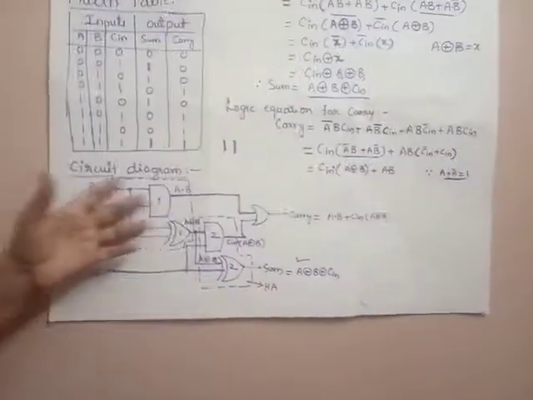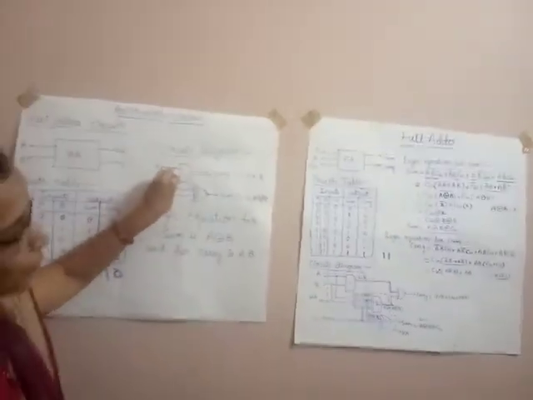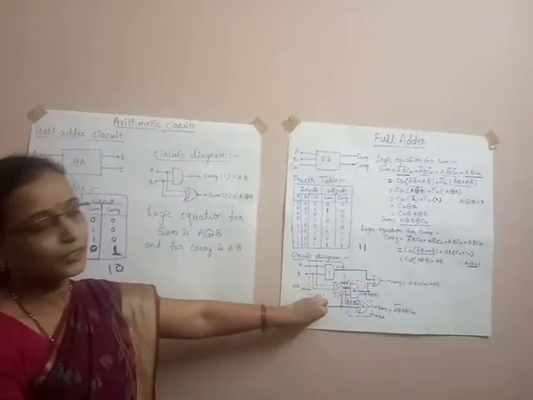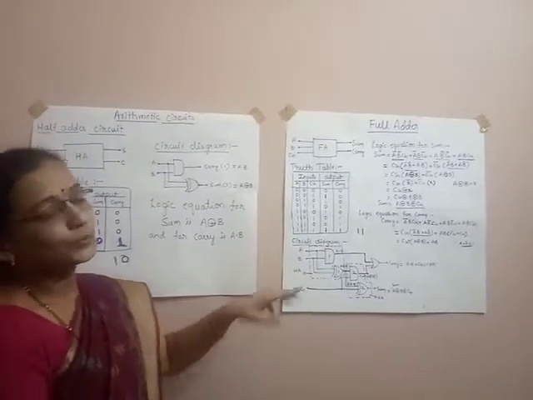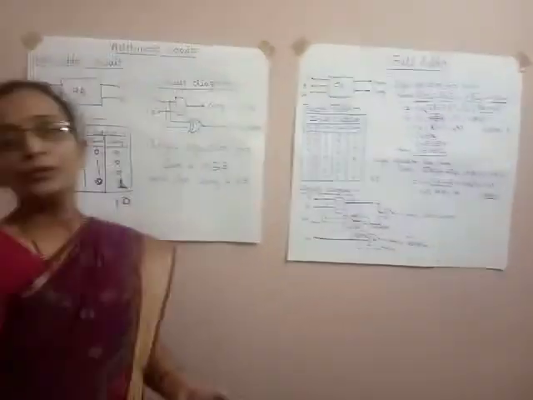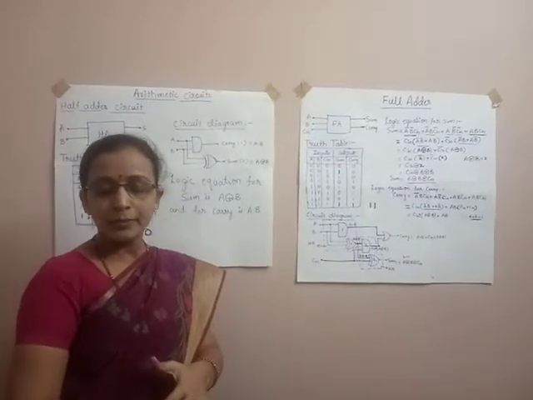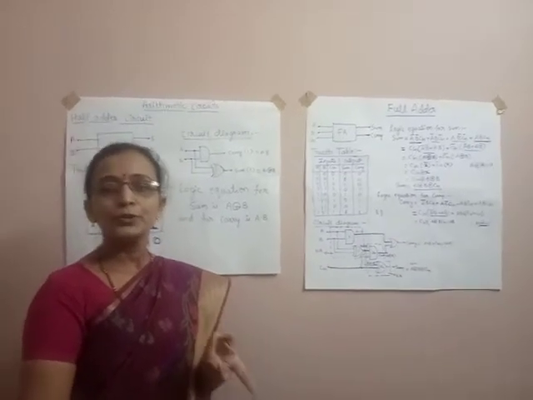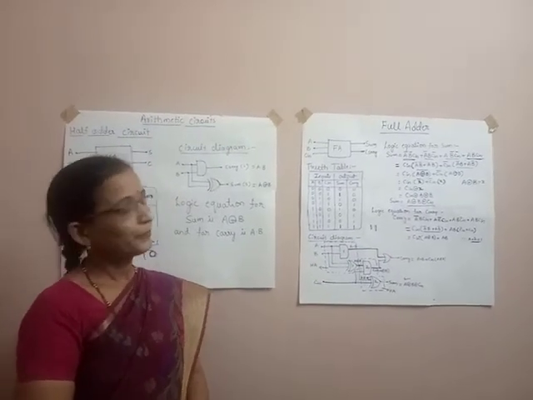If we observe this circuit diagram, here we have a half adder circuit, and here we have another half adder circuit. That means the full adder circuit consists of two half adder circuits and one OR gate. So a full adder is used to add 3 binary bits at a time, and it also produces a 2-bit output. Thank you.